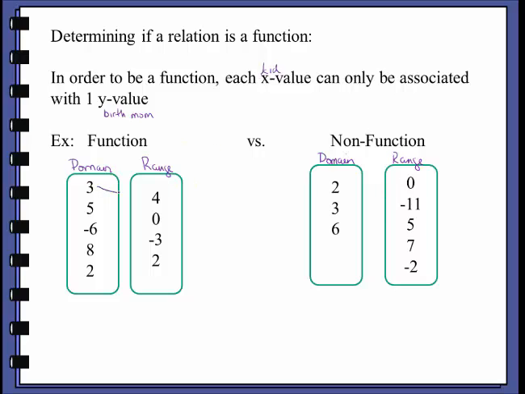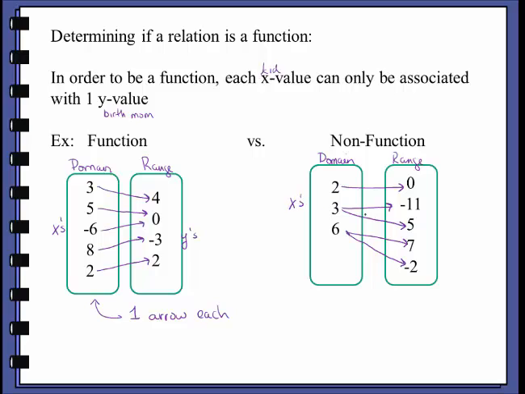So if we have a function, we will have a situation that maybe looks like this. And if we have a non-function, we might have something that looks like this. Now you'll notice the difference between these two. Here are all my x's, these are all my y's. Each of these x's only goes to one y. One arrow, one arrow, one arrow. So we have one arrow each.